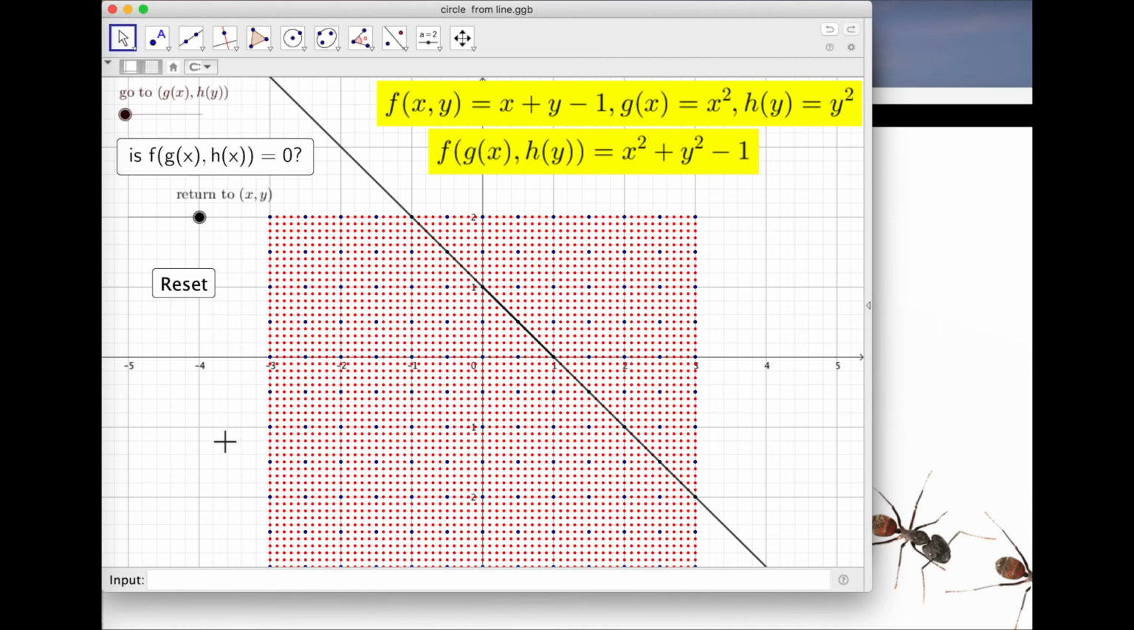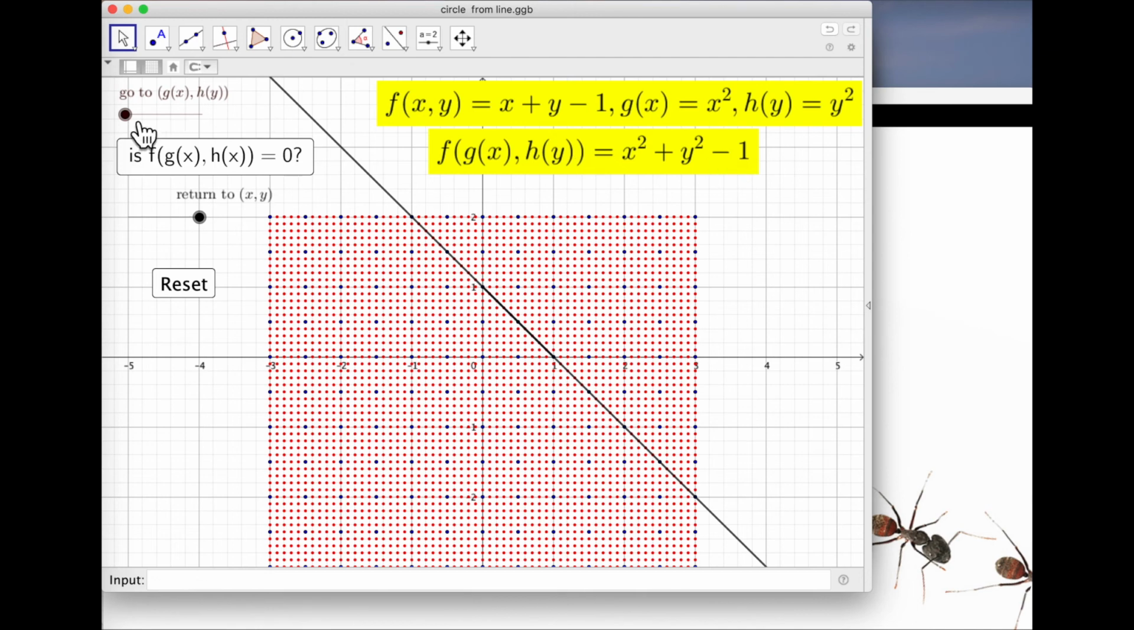So this time, we're going to transform the straight line into a circle. Our starting function f defines this simple straight line, x plus y minus 1 equals 0. The functions we're applying to the inputs are, in both cases, to square them. In other words, f of g of x, h of y is x squared plus y squared minus 1. And that's 0 on the unit circle. So let's get the ants to do that.